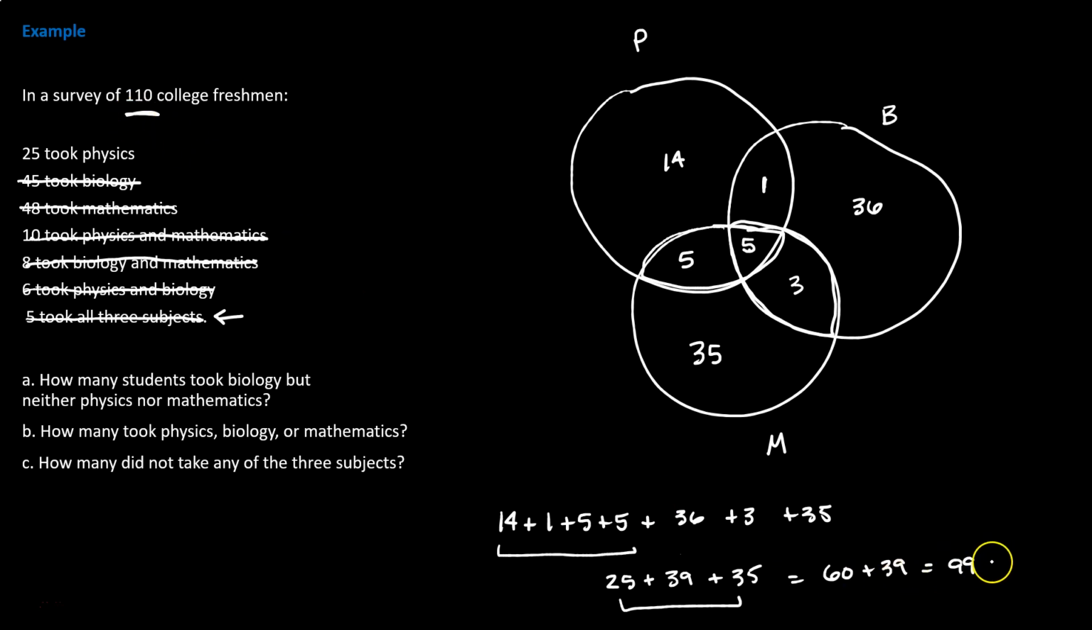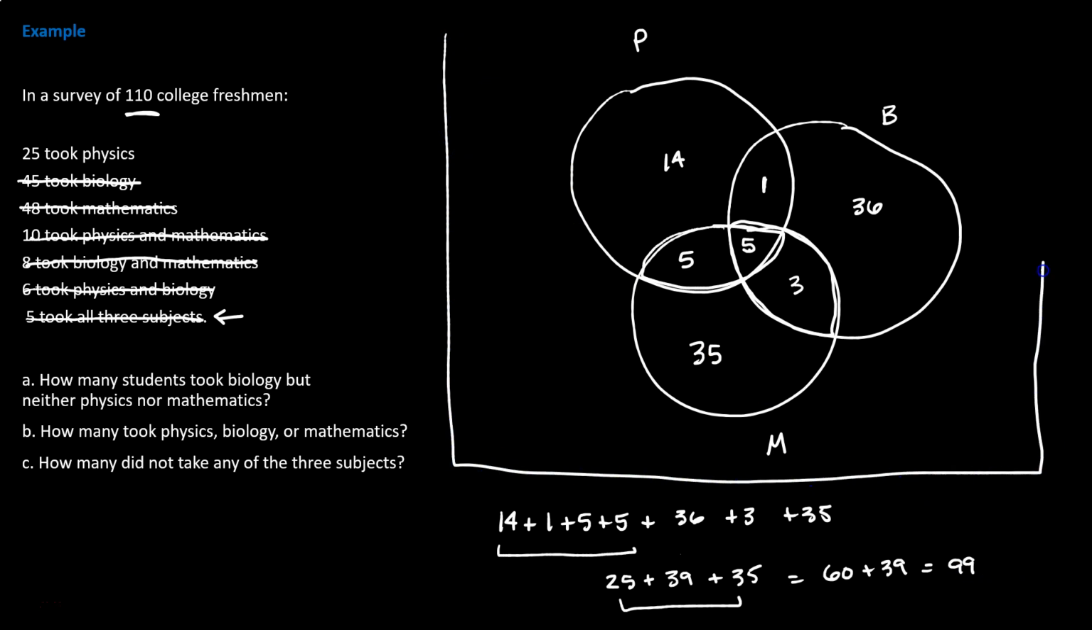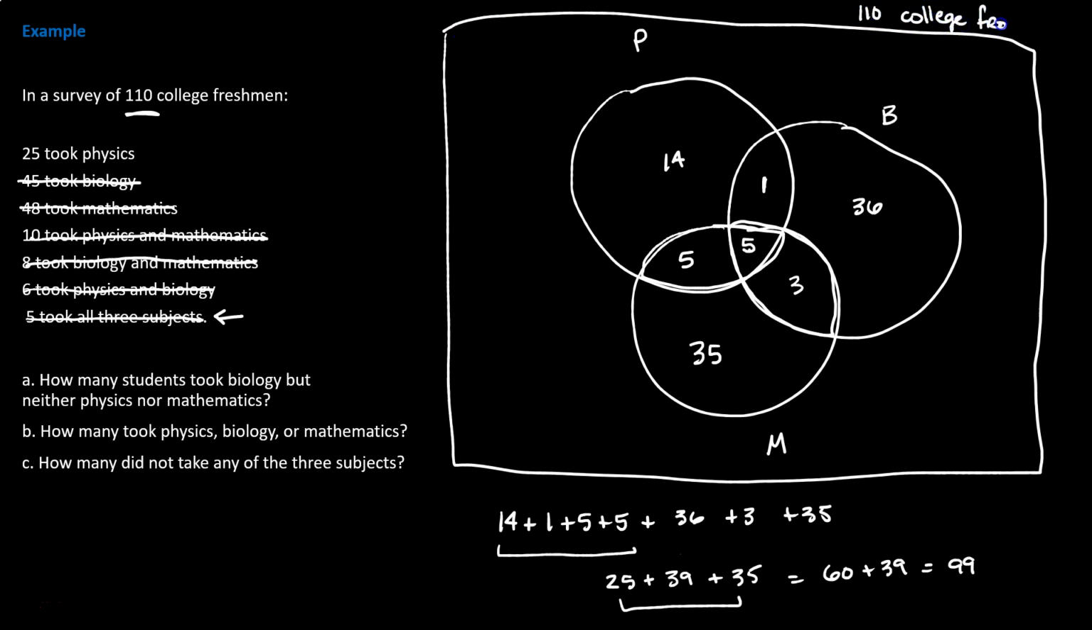So it's a little bit off. We would need 11 students. So there will be 11 students in the universe that are outside of the 3 circles we've drawn. So the 110 college freshmen, there are 11 outside of the 3 subjects.